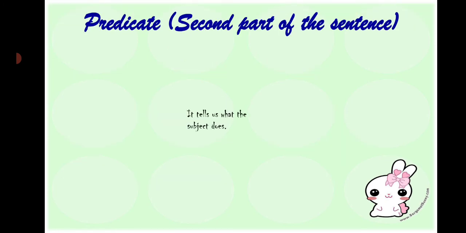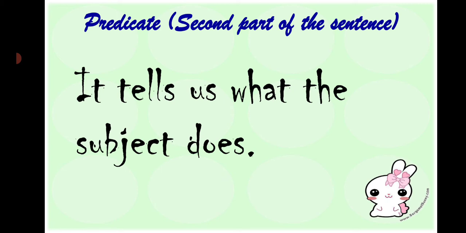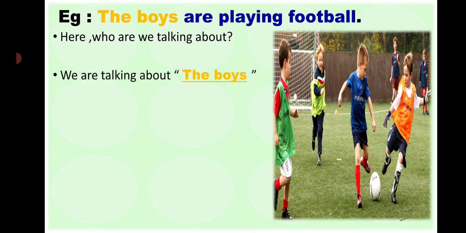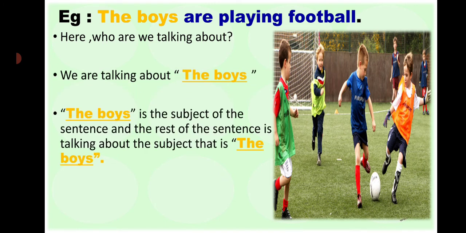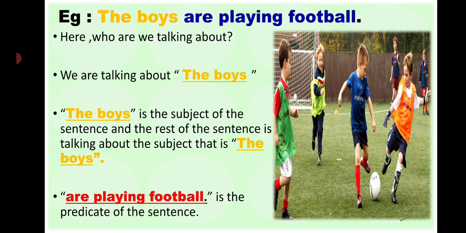Predicate, the second part of the sentence, tells us what the subject does. Let's go to the examples. The boys are playing football. Who are we talking about? Here we are talking about the boys. What are the boys doing? The boys are playing football. So the boys is the subject of the sentence, and the rest of the sentence is talking about the subject, that is the boys. So what are the boys doing? Are playing football is the predicate.